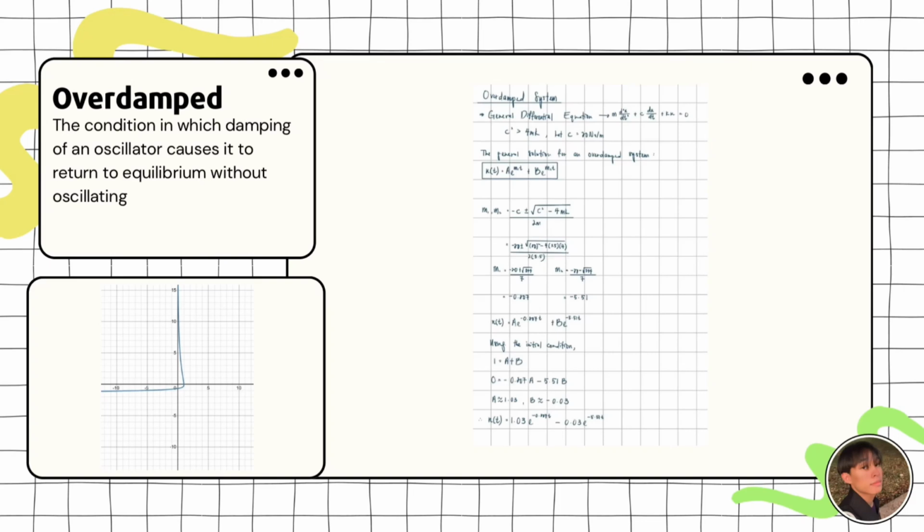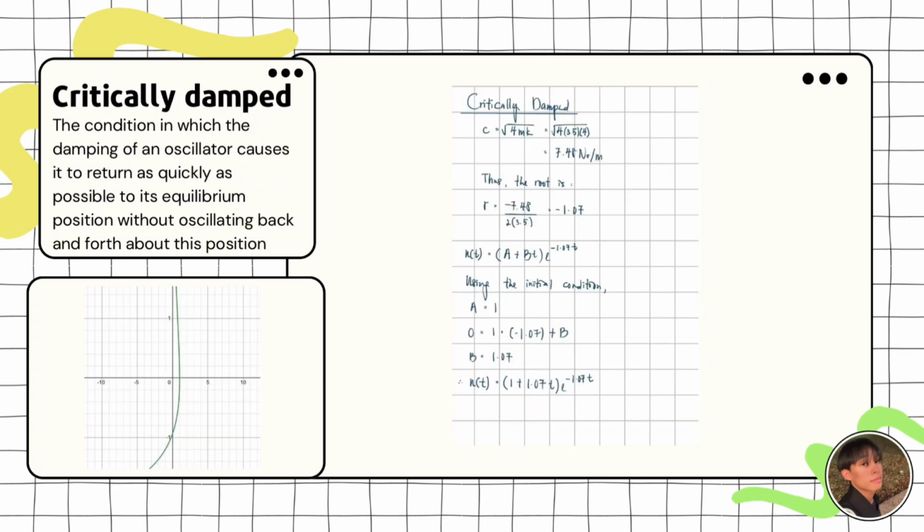Next will be overdamped oscillations. This is the condition in which damping of an oscillator causes it to return to equilibrium without oscillating. Here is what the overdamped graph looks like, and also the solutions for overdamped oscillation. Next will be critically damped. This is the condition in which the damping of an oscillator causes it to return as quickly as possible to its equilibrium position without oscillating back and forth about this position. Here also, the critically damped graph looks like this, and also the solutions of critically damped oscillations.